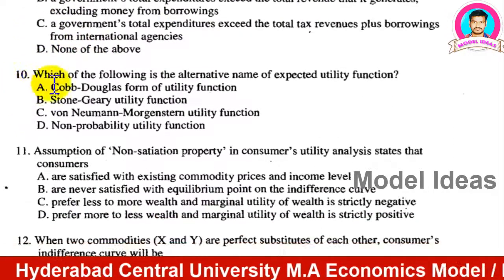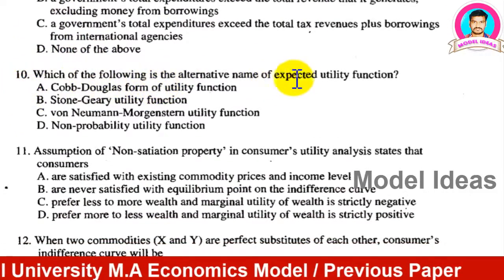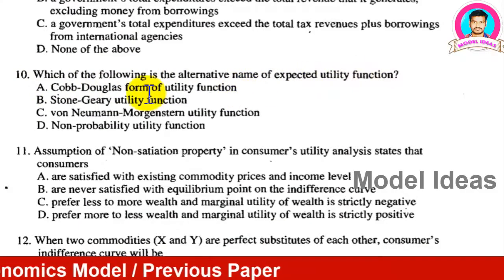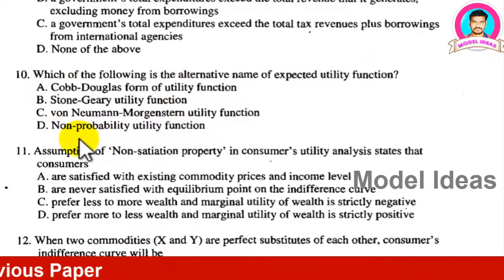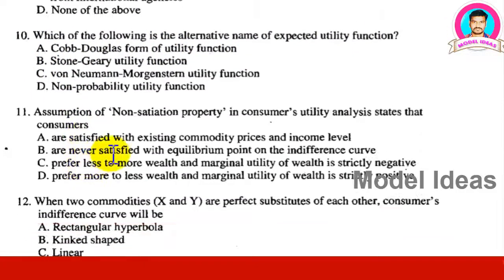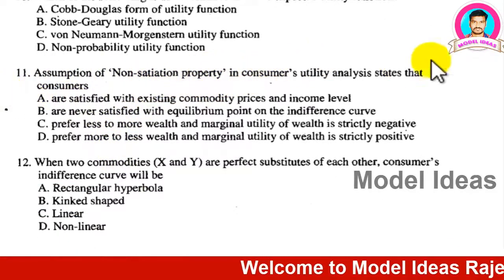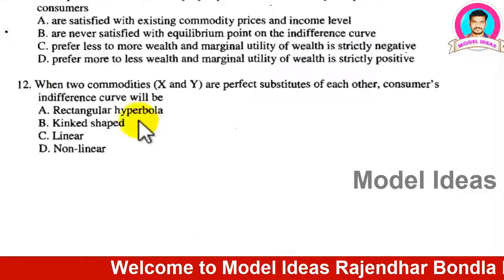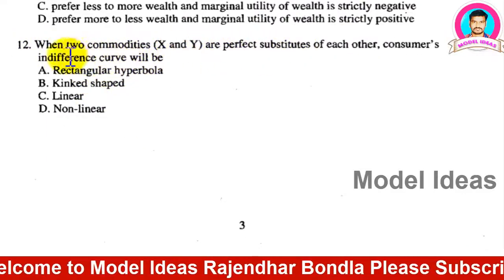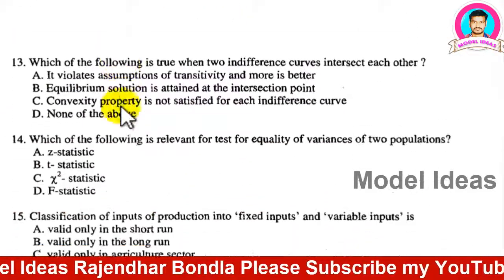Question number 10: which of the following is the alternative name of the expanded utility function? What is that? How do we call it? Okay, assumptions of the non-satiation property. Question number 12. Right, coming to question number 13.